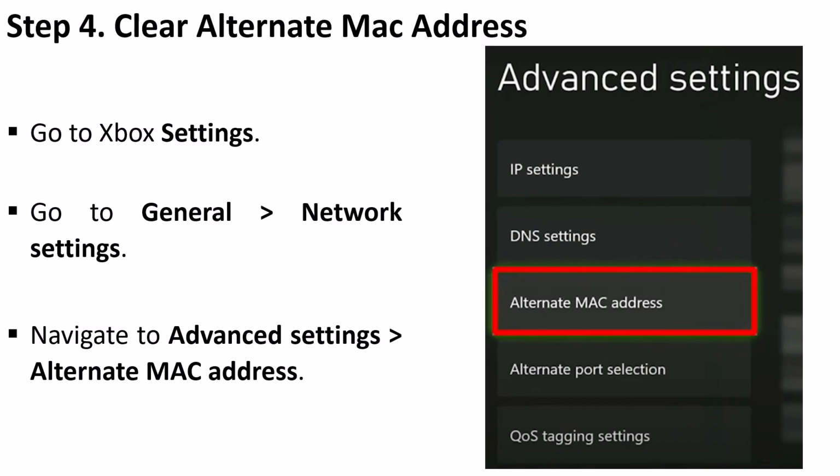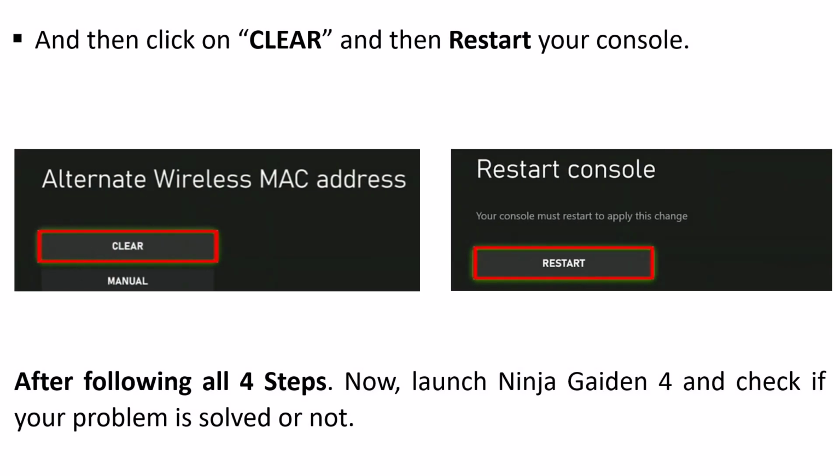Step 4 is to clear alternate MAC address. Go to Xbox settings, go to general network settings, navigate to advanced settings, alternate MAC address and then click on clear and then restart your console. After following all 4 steps, now you can launch Ninja Gaiden 4 and check if your problem is solved or not.